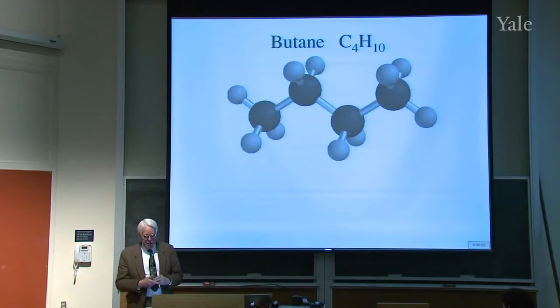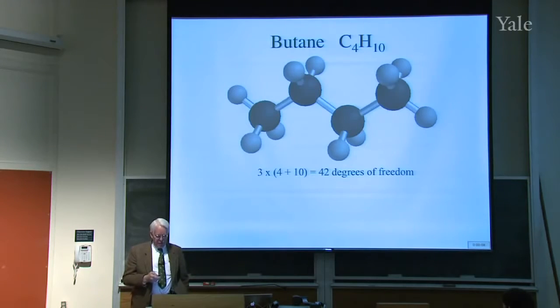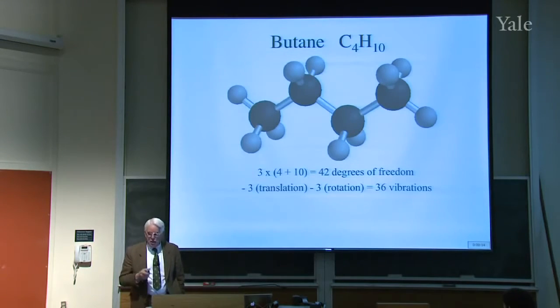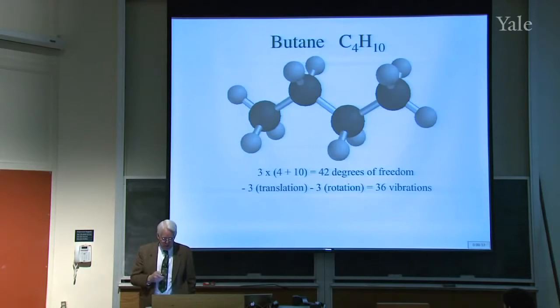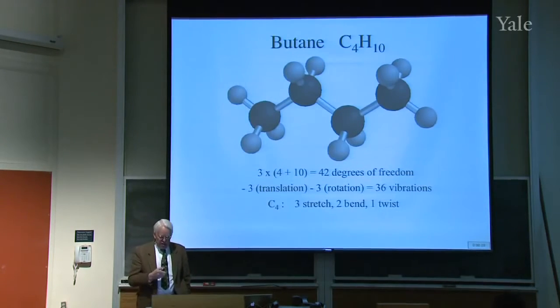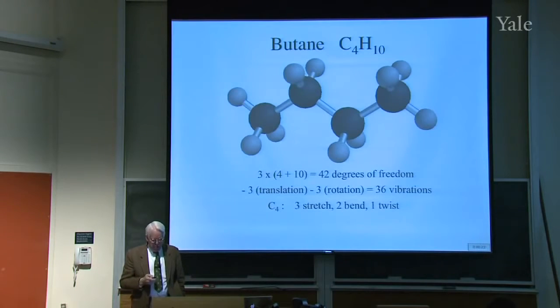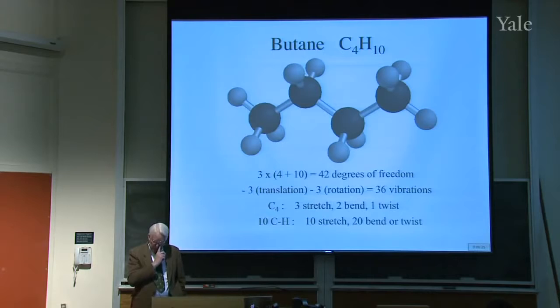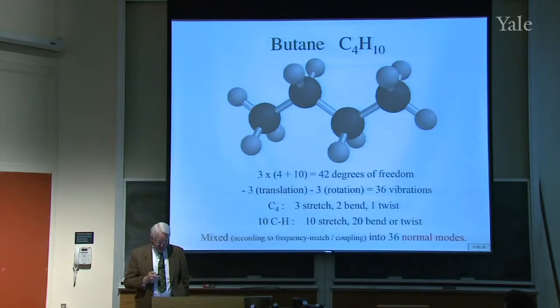Now let's look at butane, C4H10, okay? It's got 42 degrees of freedom, minus the 3 translations and the 3 rotations. So there are 36 vibrations, 36 normal modes that are involved. If you just had the 4 carbons, there'd be 3 stretches, 2 bends, and a twist, the torsion around the middle. With 10 CHs, you have 10 stretches and 20 bends or twists, right? But it's not that simple because they get mixed up according to frequency match and coupling into 36 complicated normal modes. Let's see if we can understand anything about these normal modes.